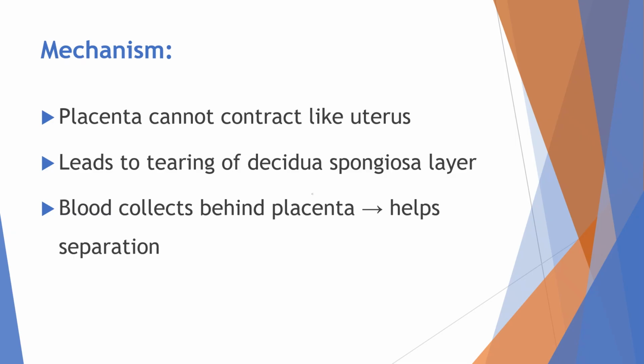and the uterine wall. As this separation begins, blood starts collecting behind the placenta. This collected blood further pushes the placenta away from the uterine wall and helps in completing the separation. So the inability of the placenta to contract, the tearing at the decidual layer, and the collection of blood behind the placenta together play an important role in the normal mechanism of placental separation during the third stage of labor.